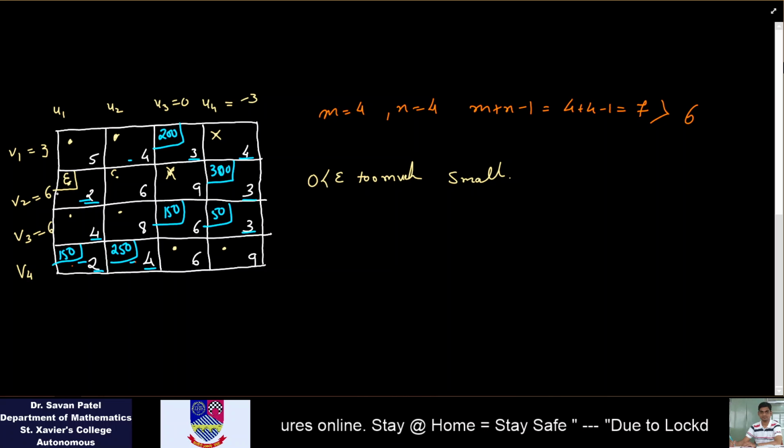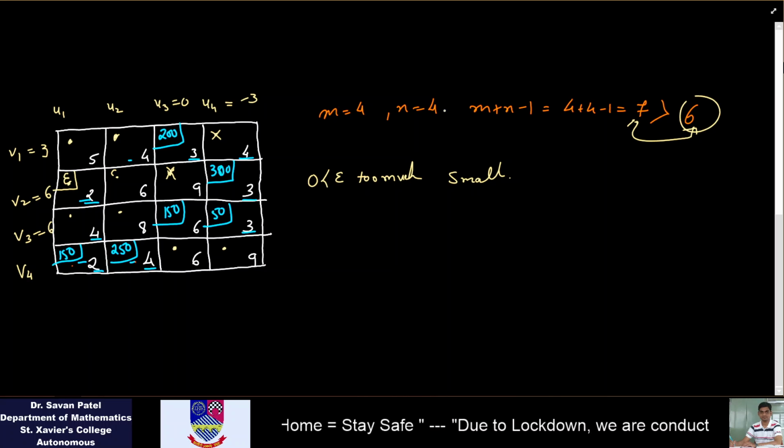But actually we are not transporting anything from V2, from here source 2 to destination 1. Okay, but we are taking this epsilon just to remove this degeneracy. How many epsilons you will take will depend on the difference, that is m plus n minus 1 minus the actually allocated cells. If you have 3 actually allocated cells, then you have to take 4 variables which are degenerate. Means at 4 places you have to take epsilon. Okay.